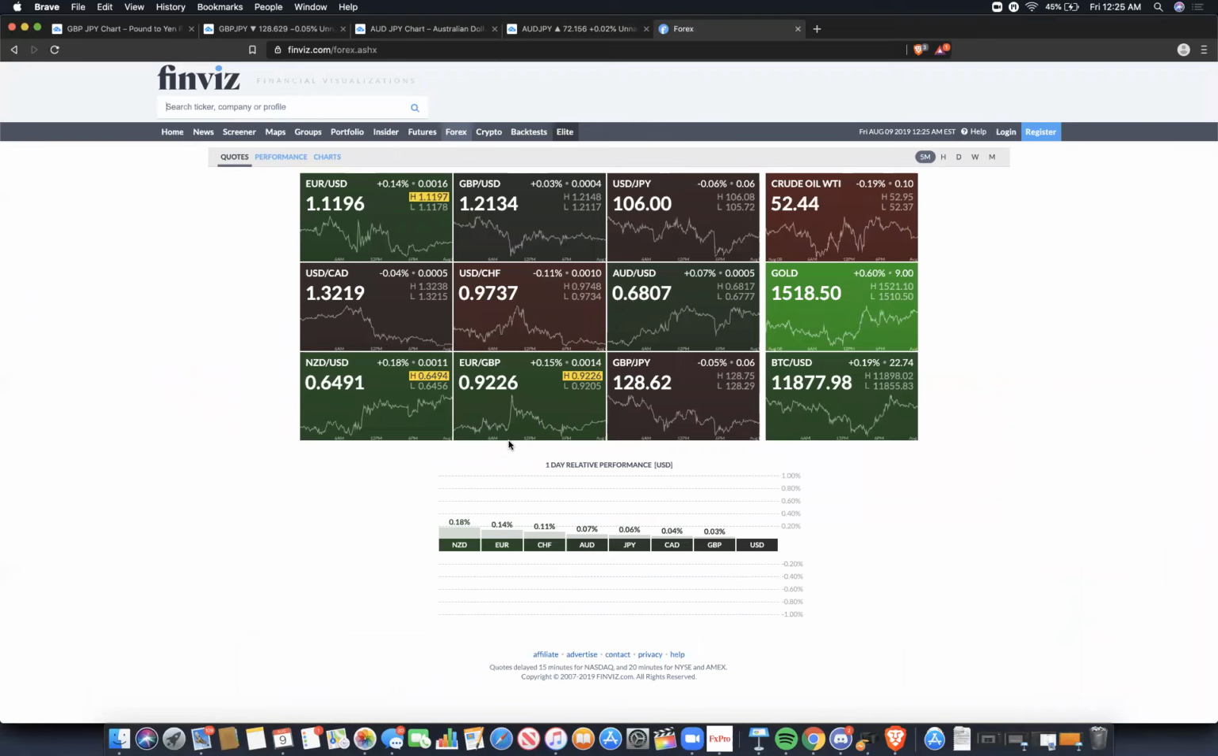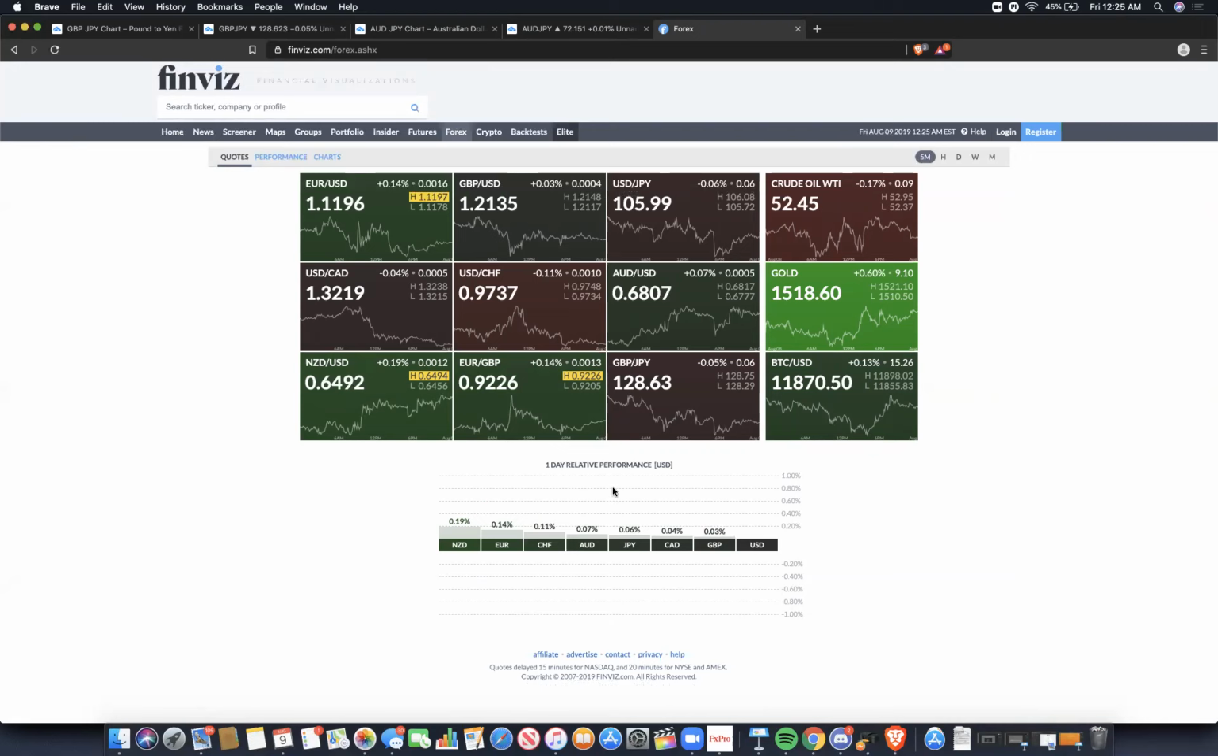Now, I want you guys to write this down. We spoke about Fibonacci retracements and how the higher the percentage, the slower the retracement. The lower the percentage, the faster the retracement. Well, another key importance is FinViz. I like to use finviz.com. I click on Forex to know what the current strength of each currency is.